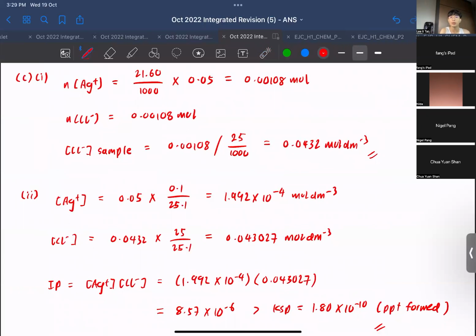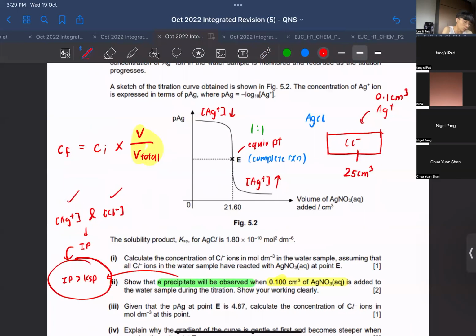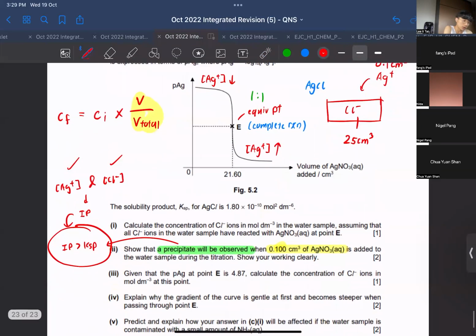So far, all right, we're starting to build towards the important part, which is part 4. But let's go over to part 3 first. Part 3 is not that much, but I want to talk about the significance of the answer in part 3. The pAg at point E. Again, point E is the equivalence point. They say it's 4.87.